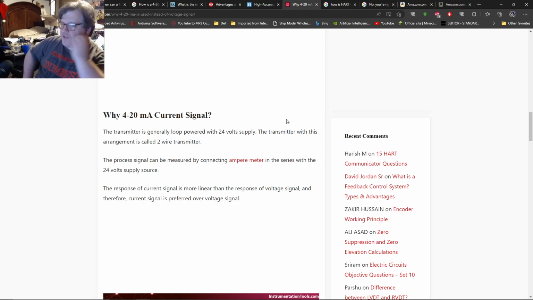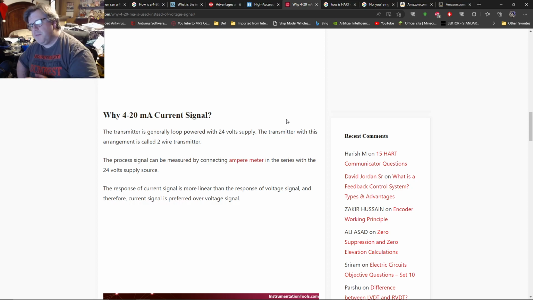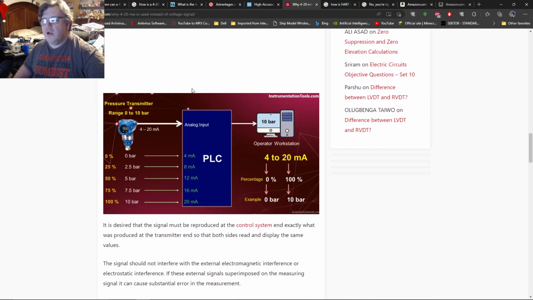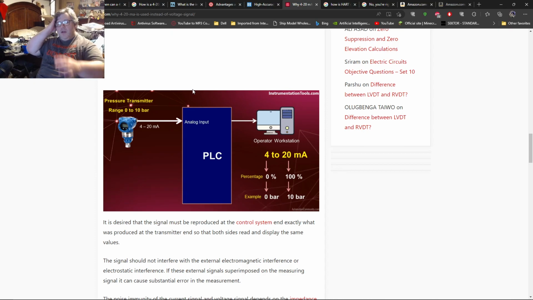The response of a current signal is more linear than the response of a voltage signal, and therefore current signal is preferred over voltage signal. All right. Well, there you go. Here's an example right here of it working.